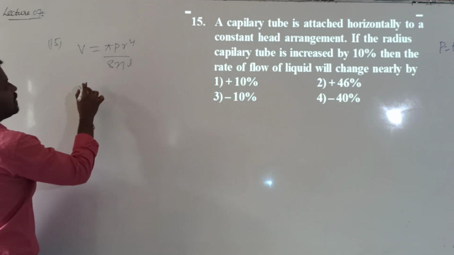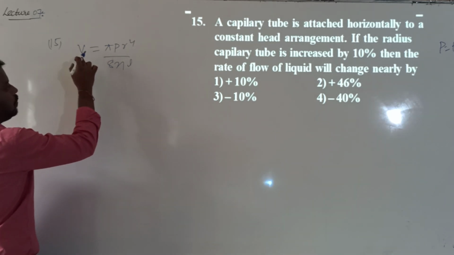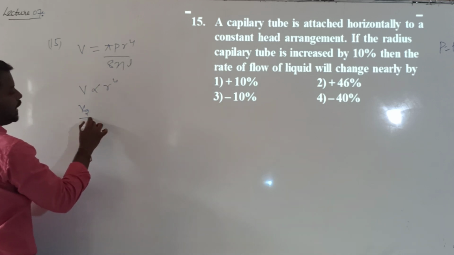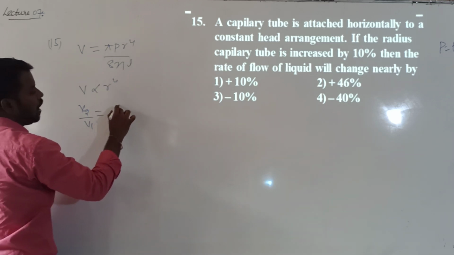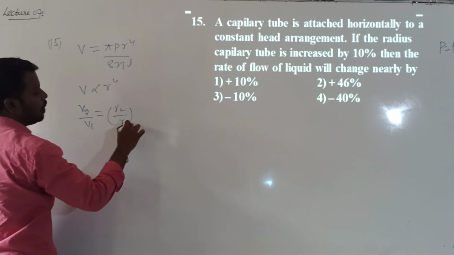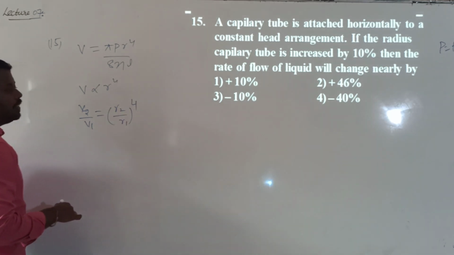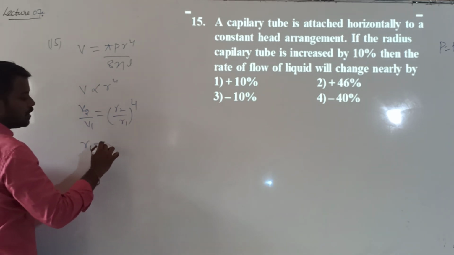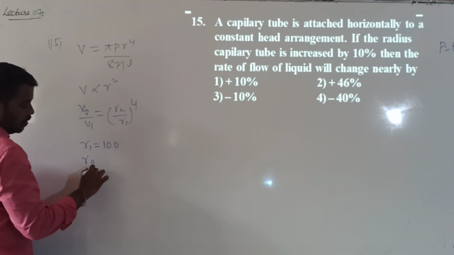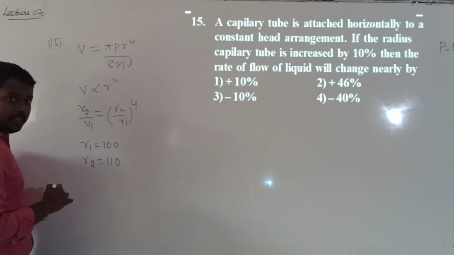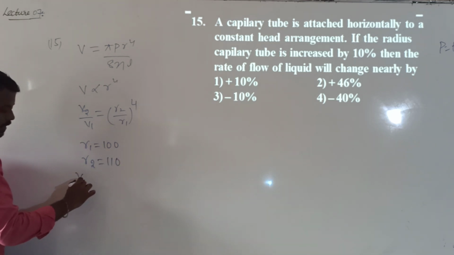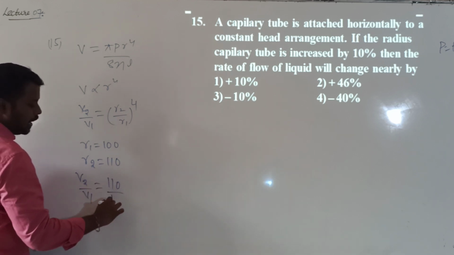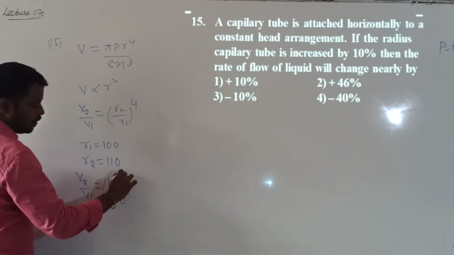Correct? So in this, V is the rate of fluid flow. The rate of fluid flow is directly proportional to r power 4. So V2 by V1 will be equal to R2 by R1 whole power 4. They are telling us that the radius is increased by 10%. If I take R1 equal to 100, what happens to R2? R2 is 110. Correct? Then what will be the answer for V2 by V1? V2 by V1 is equal to 110 by 100 whole power 4.